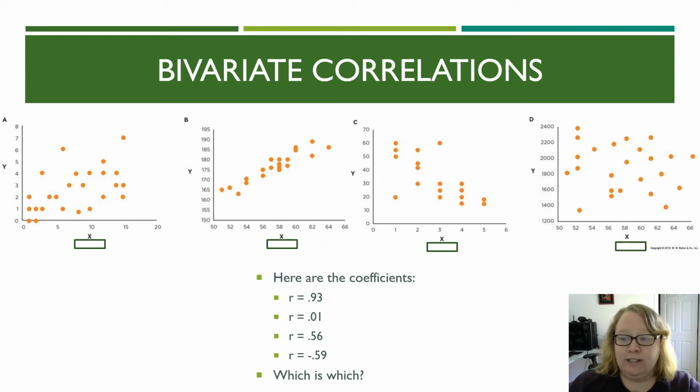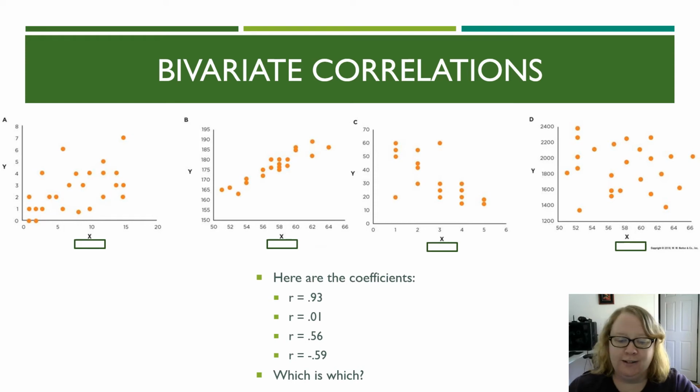Second one, R equals 0.01, that would be D. 0.01 is close to 0, right? These dots are all over the place. It would be hard to decide if you were going to draw a line going upward or downward. You could do it either way, and that's a pretty good indicator that these two variables, x and y, don't really have anything to do with each other.